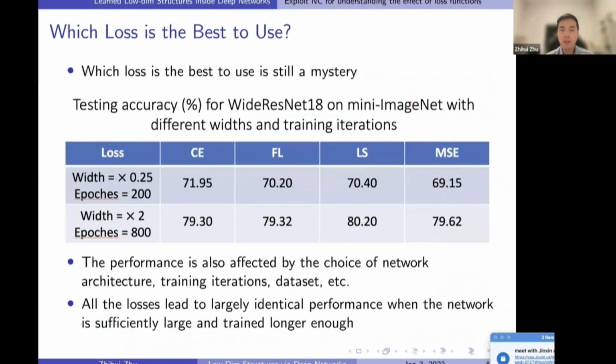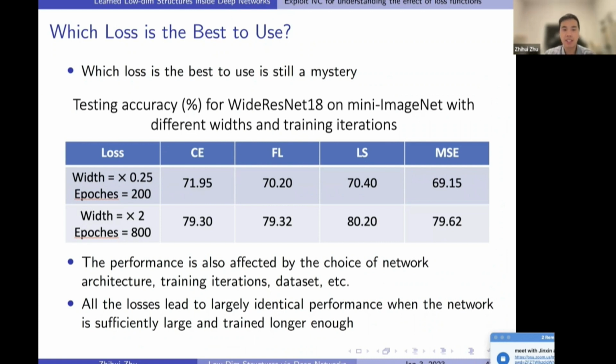So now a natural question is, which loss is better to use? If we look at the literature, we may even get opposite conclusions in different papers. Some papers may claim that label smoothing is better. Some papers may claim that the cross entropy has better performance.